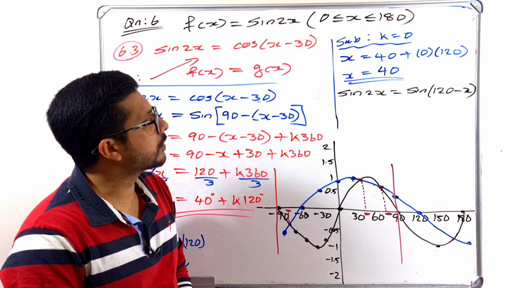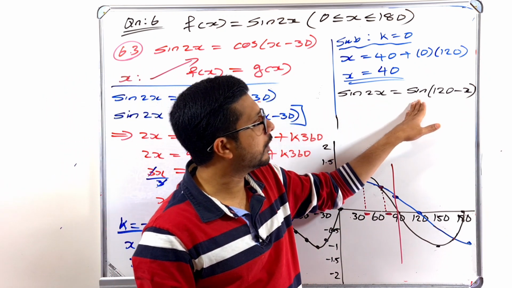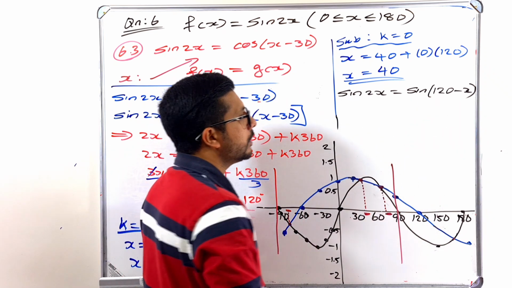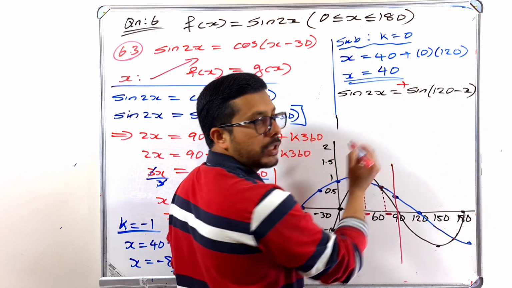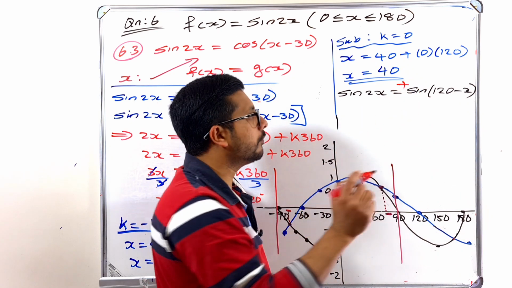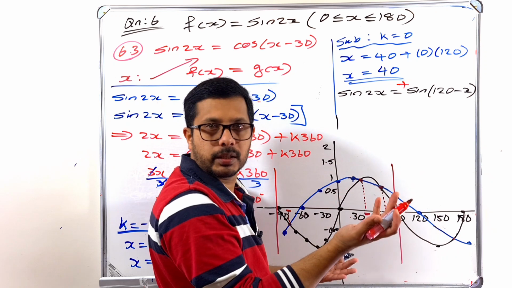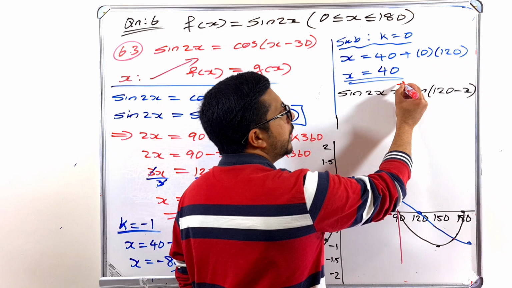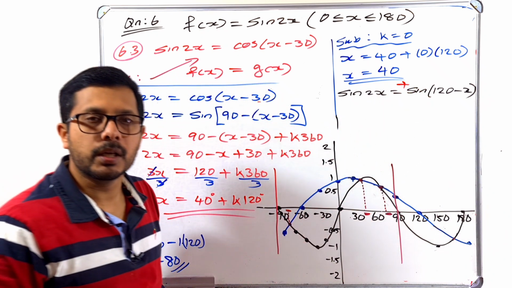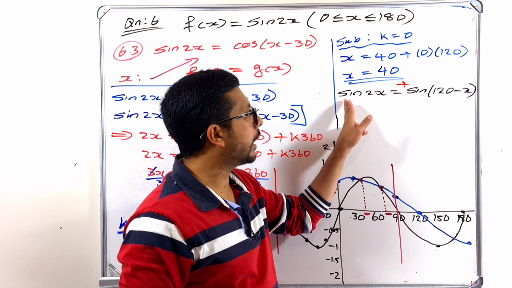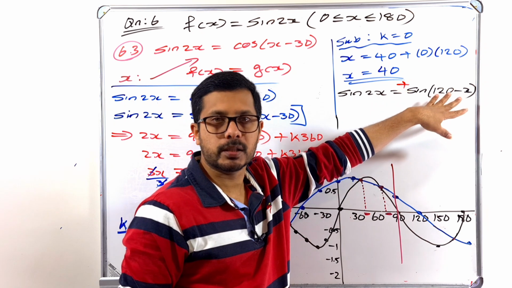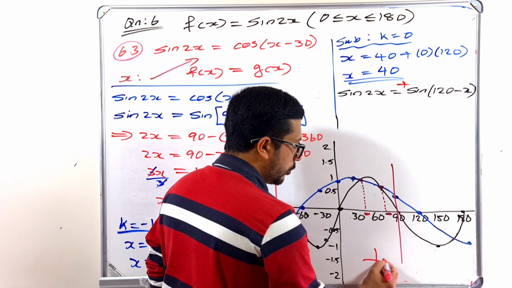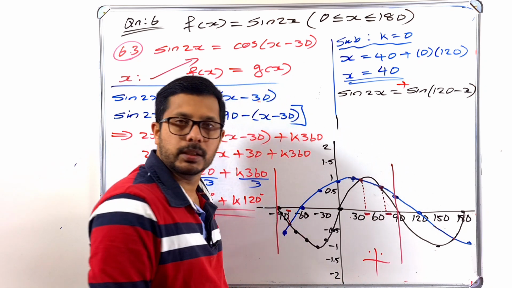Now look at this one. sin 2x is equal to sin of 120 minus x. So what is the sign here? It is positive. Otherwise they would write minus sin of 120 minus x. If nothing is written, it means that here the sign is positive. So sin is positive in which quadrant? Sin is positive in the first quadrant and second quadrant.